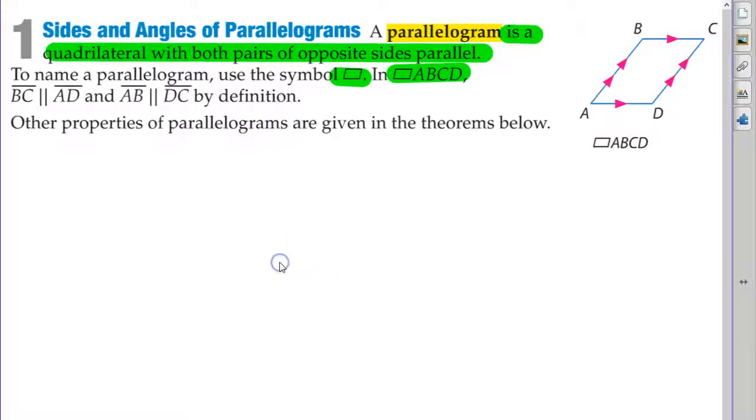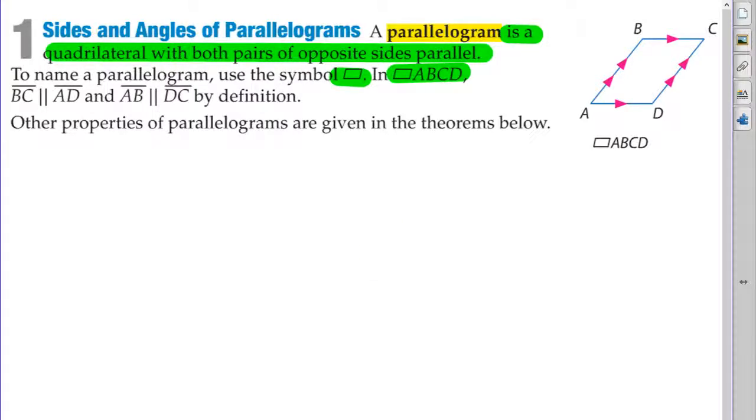Now, one of the things that's going to drive me insane is I'm going to ask you to define a parallelogram, and a lot of you are going to say something like congruent sides and angles, whatever. That's going to come up in a second. Those are properties of parallelograms. But the definition is simply a quadrilateral with both pairs of opposite sides parallel.